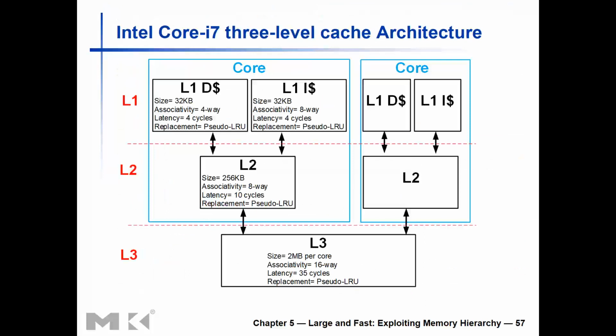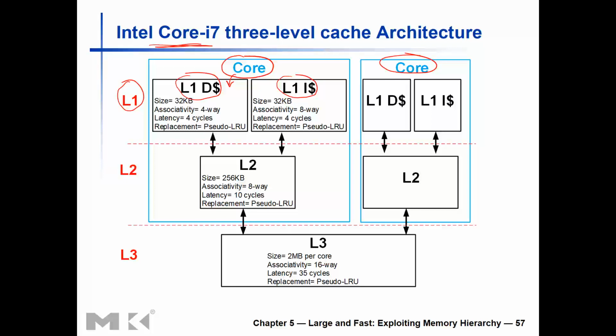This is one from the Intel site. This is the Core i7 three-level cache architecture. You will see that this is the CPU here, one of them. This is another CPU, right? And the CPU talks with a cache that has data. We call it level 1 data cache. And it talks with another cache which has instructions. We call it level 1 instruction cache. So these are for every core, they are inside the core.